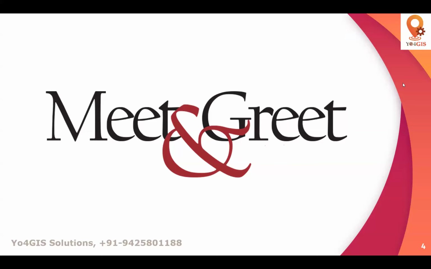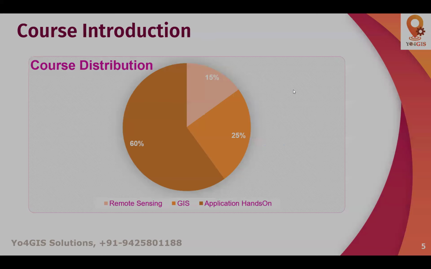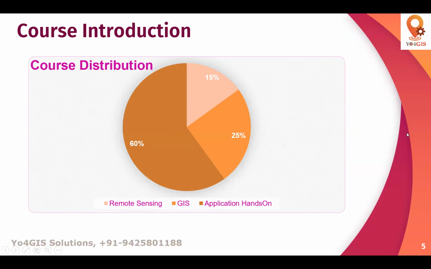Okay, so we'll move forward because we don't have much time. This is the course distribution. In our course, there are three major things. The first one is the introduction to remote sensing, then knowledge of GIS, and then, after that, the main thing is application hands-on.